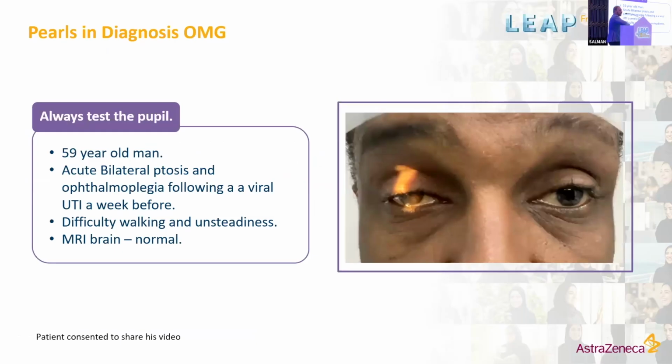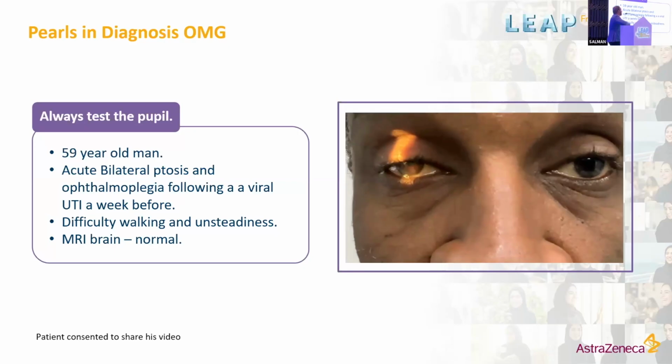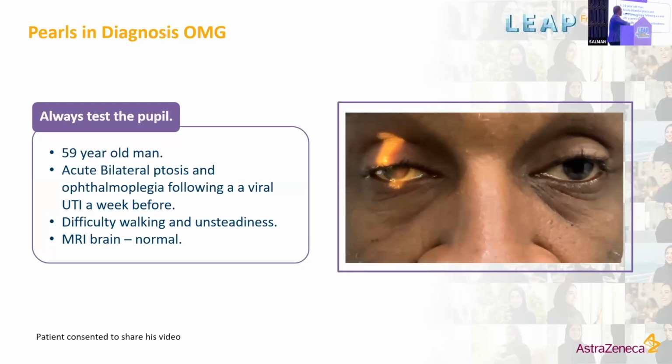The other pearl that I tell residents or students is to check the pupil, because myasthenia will spare the pupil. So if you see pupil involvement in someone who has ptosis and ophthalmoplegia, that automatically rules out myasthenia gravis. And this gentleman had ptosis and ophthalmoplegia following a viral infection. He had difficulty walking and unsteadiness, and his MRI of the brain was normal. And if you look here, he has ptosis.